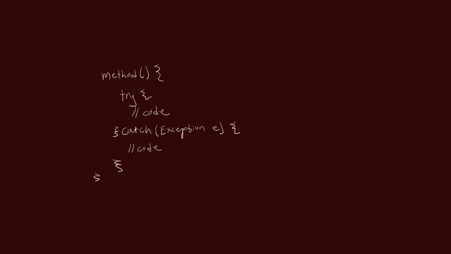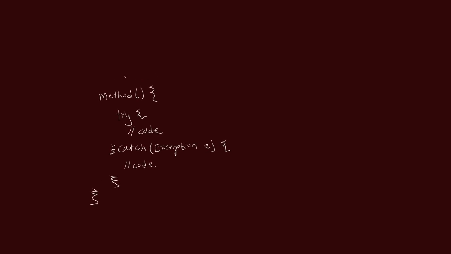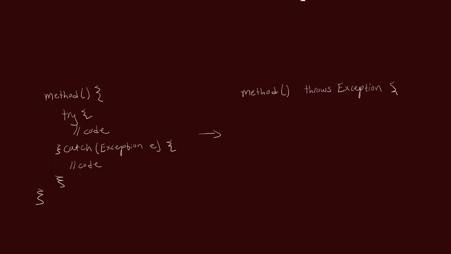Well, what if the method were to tell us? Sorry, let's say the method was going to declare an exception. So pretty much what I mean is tell us that it may throw an exception or not. How we can write this is in the following. So we have method throws exception. So what this means is that this method may or may not throw an exception.